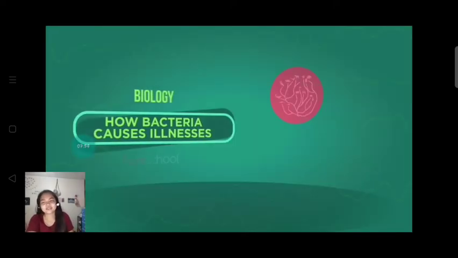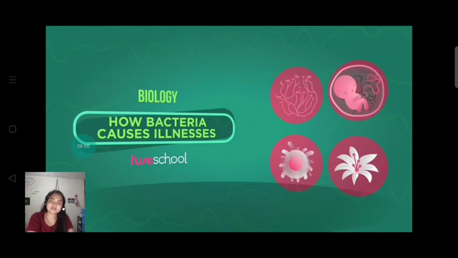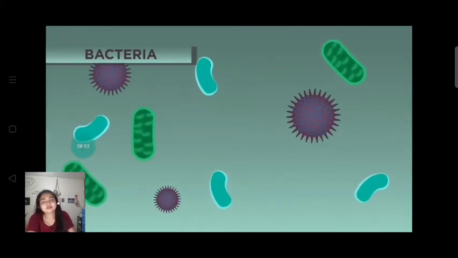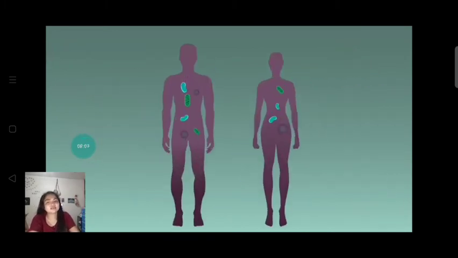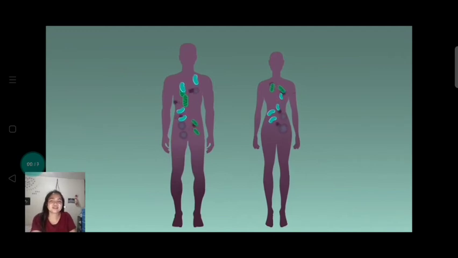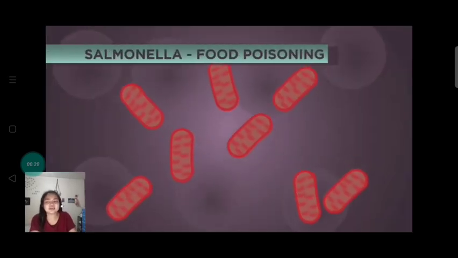So in this time, let us talk about how bacteria cause illnesses in humans. Bacteria can cause disease in humans since they are single-celled organisms. They cause disease by entering the body, multiplying, and releasing toxins that damage cells. There are a number of diseases in humans that are caused by bacteria. So let us go first with Salmonella.